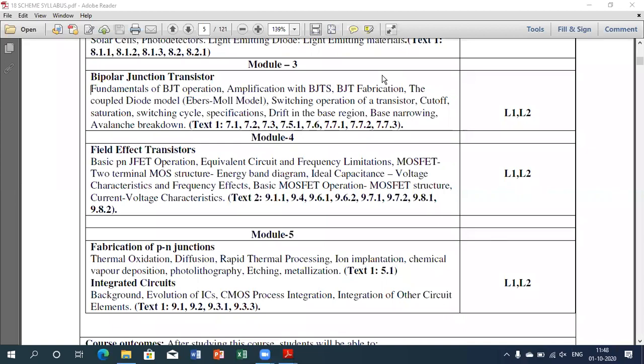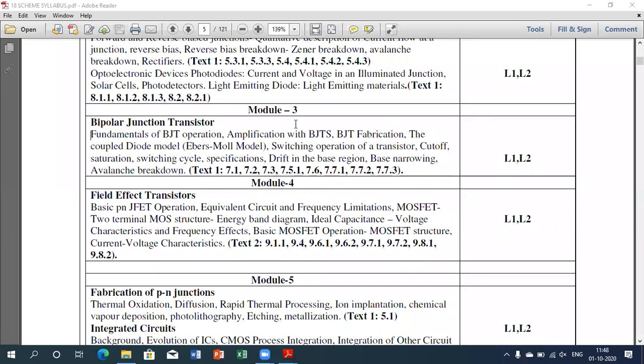Okay. So now we will start with the next module, that is module 3. The name of the module is bipolar junction transistor. I hope you already know about transistors. First, I will define what a transistor is. A transistor is a semiconductor device which is used to magnify weakened signals.